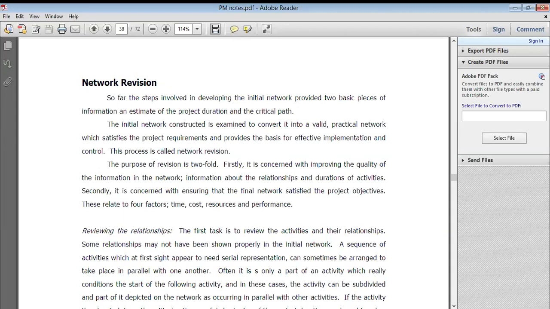Obviously you have given some kind of codes to every activity, and they are related to each other, meaning A completed, then B, C, D, and on that basis it's easy to create the critical path. Secondly, it is concerned with ensuring that the final network satisfies the project objectives, and these relate to four factors: time, cost, resources, and performance, right?